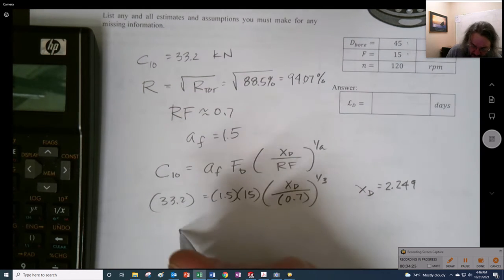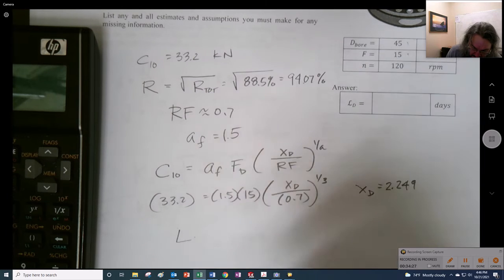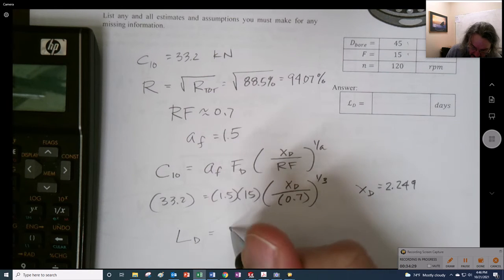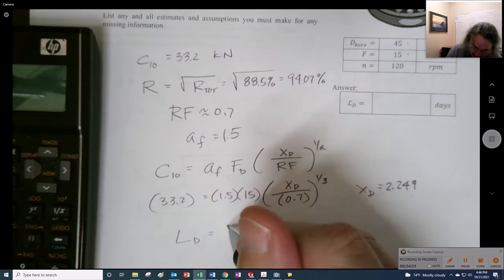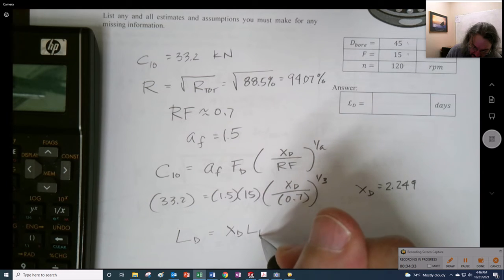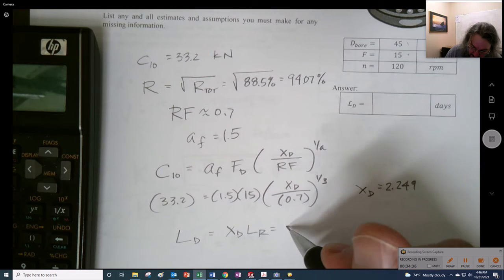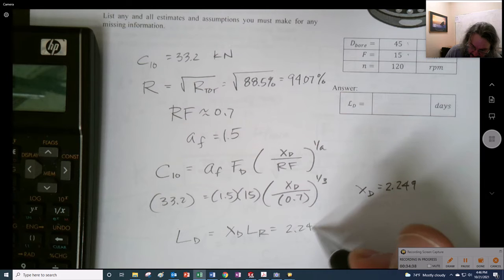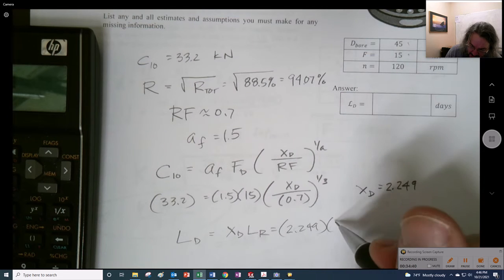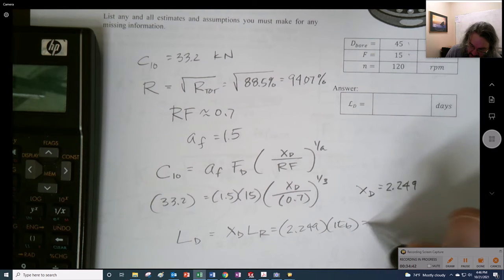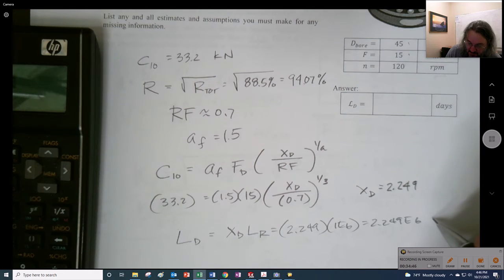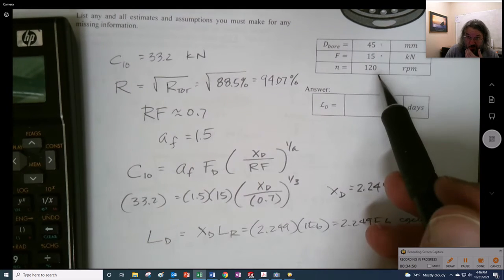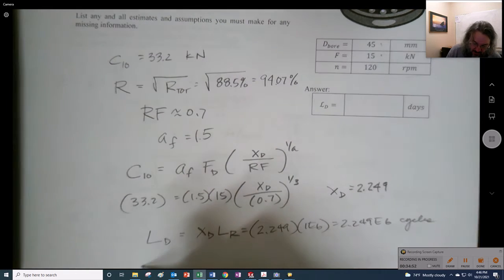So if I want to find out the life here, we're just going to take the XD and multiply it by the rated life, which is 1,000,000, right? So it's 2.249 and 1E6, so 2.249E6. And this will be cycles, but we're going to RPM right there, so we can find what the life is going to be equal to.